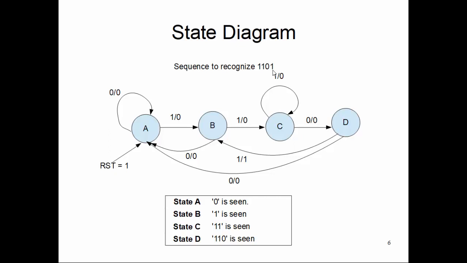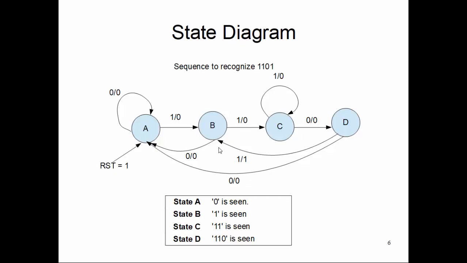So that's why I switched to B, because B says I have seen a 1. So it might be the start of another overlapping 1 1 0 1 pattern. But if the problem statement would have said that it is a sequence recognizer for non-overlapping 1 1 0 1, then I should switch to a reset state, like A. Okay, start from the beginning and follow through the pattern. So that's what the state diagram would change at that point.